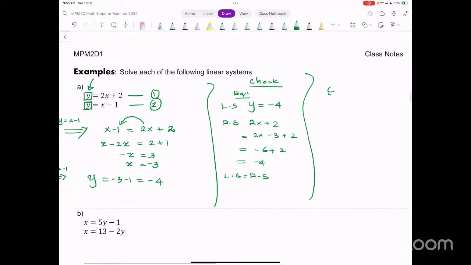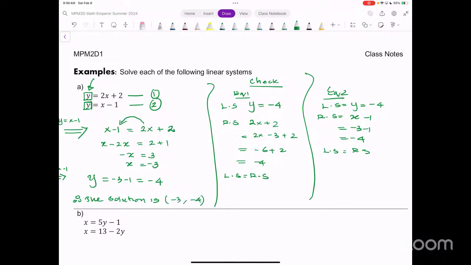Equation 2. Left-hand side, I have y, which is equal to minus 4. On the right-hand side, I have x minus 1. How much is x? The beauty is, left-hand side is equal to right-hand side, isn't it? Therefore, the solution is negative 3, negative 4.